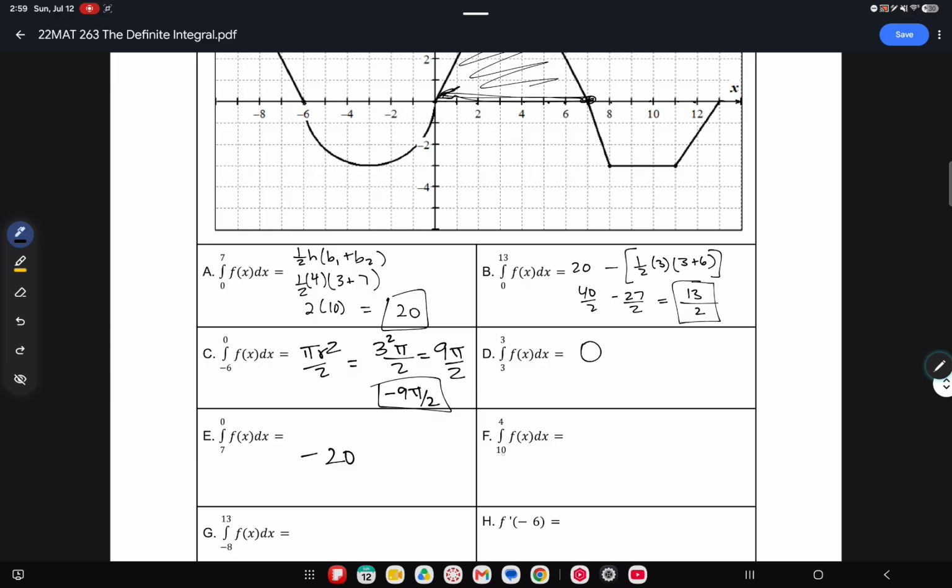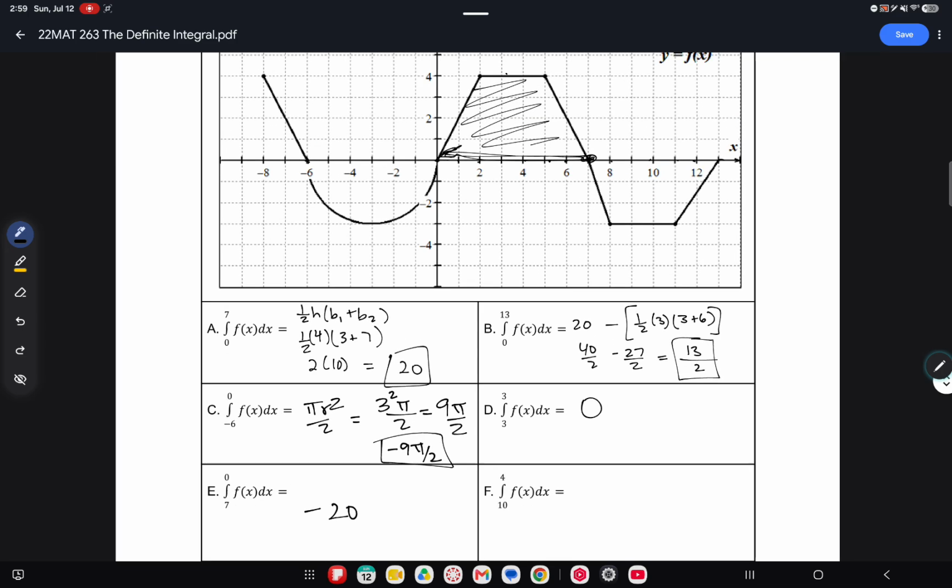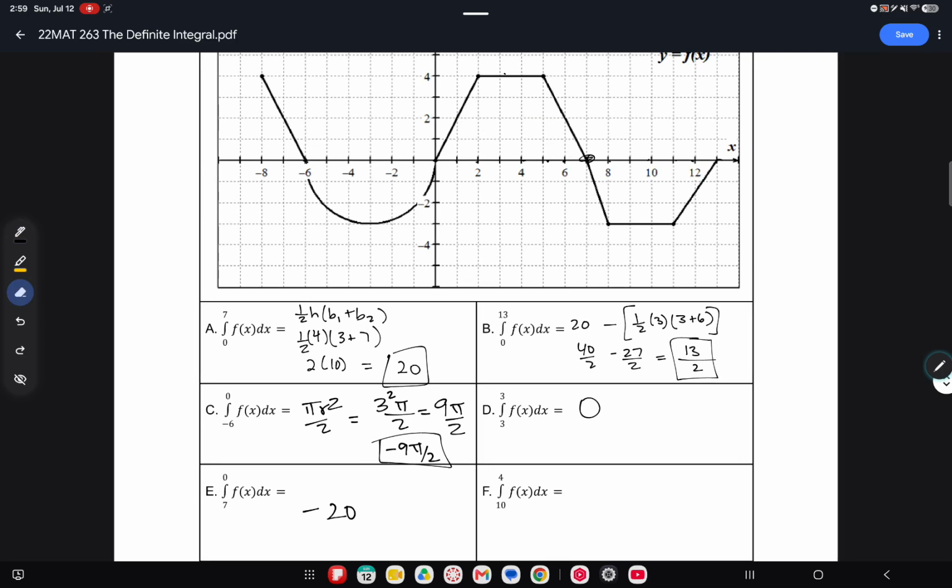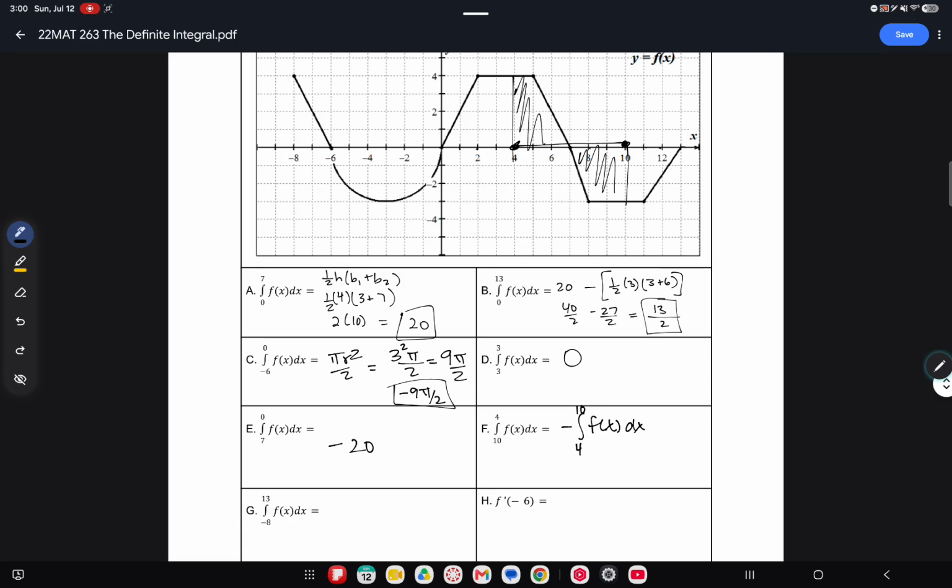Same idea with F. We're going from 10 to 4. So let me erase these drawings here. From 10 this way to 4. So I would still take the area of these shapes here, but then I'm going backwards. So really, I'm doing the negative of the forward area. That idea is going to come up later. So let's find these areas, and then we'll just throw a negative in the end.